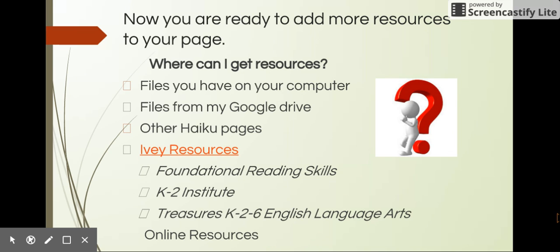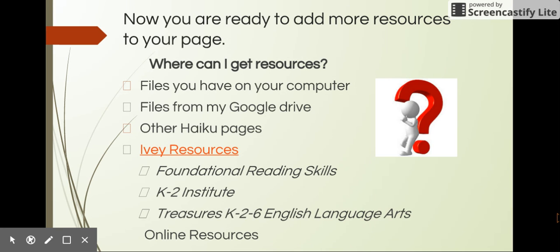Where can you get your resources? You can find your resources in files that you have on your own computer, files from your Google Drive, other Haiku pages. You can find resources on the Haiku page that we created, which is titled IV Resources. You can find that in the Haiku account for this session. You can also find resources on these Haiku pages: Foundational Reading Skills, K2 Institute, Treasures K2, and also K6 English Language Arts. These are the pages that will be specific for transitional kindergarten through 2nd grade.